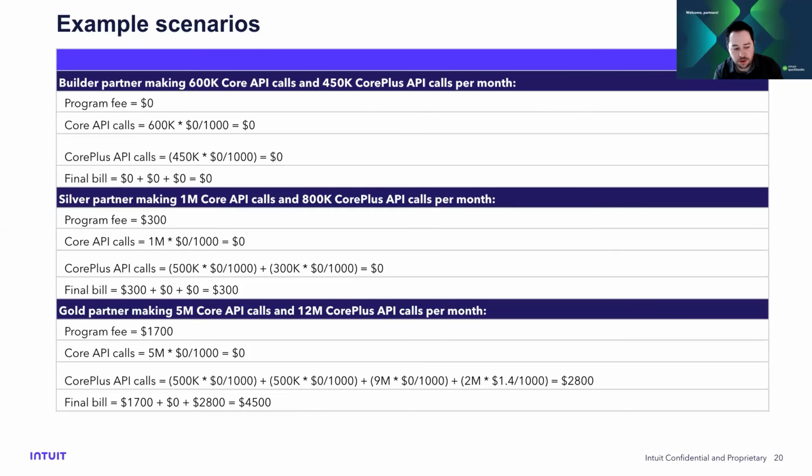So the first 500, the next 500,000, the next tier is 9 million. So the first 10 million are included. But now we have an excess of the included API credits. In this case, that excess is 2 million calls. And that would be charged at the applicable rate of $1.40 per 1,000, which gives you a variable API fee of 2,800. The final bill comes to 4,500 after you take into account the program fee.